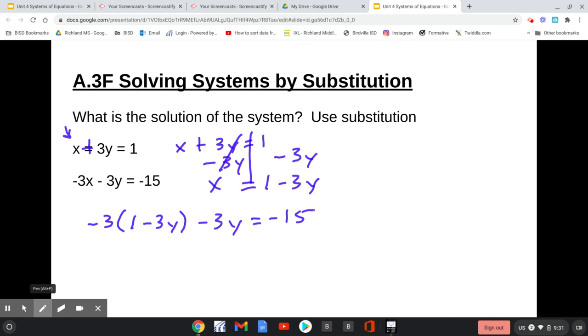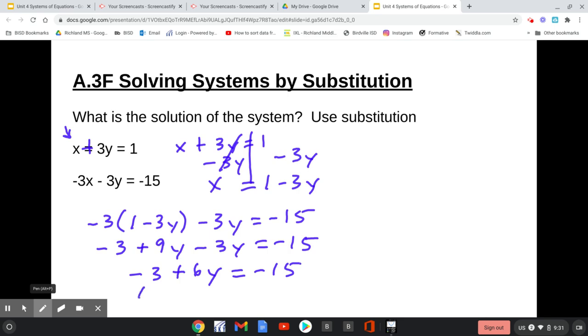So let's solve for y. We need to distribute to get rid of the parentheses, and we're going to have negative 3 times 1 is negative 3. Negative 3 times negative 3 will give us a positive 9y minus 3y equals negative 15. So let's combine our y's. 9y minus 3y will give us 6y. And we have a negative 3 here equals negative 15.